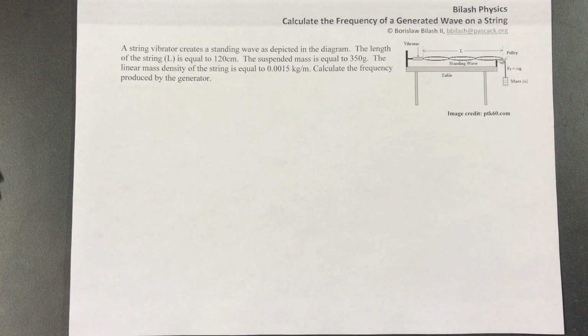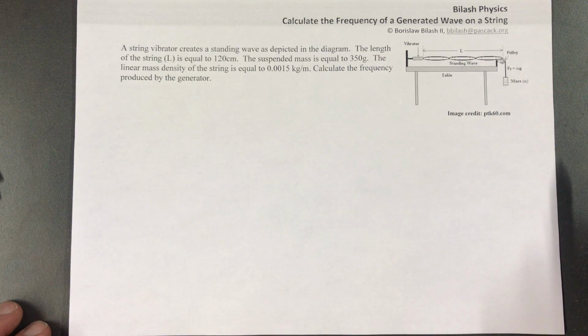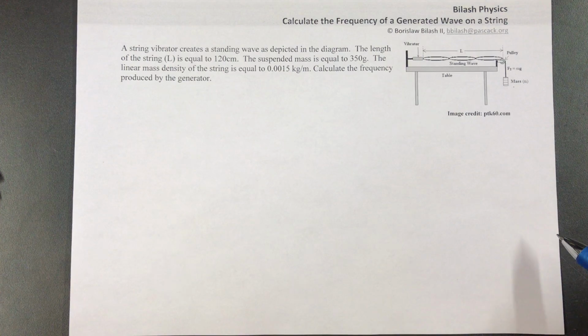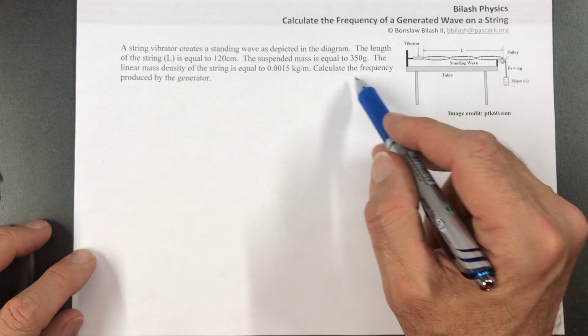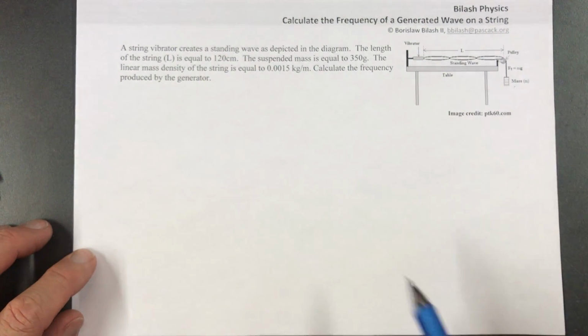In this lesson, I'm going to show you how to calculate the frequency of a generated wave on a string. Now, a string vibrator creates a standing wave as depicted in the diagram. The length of the string, L, is equal to 120 centimeters. The suspended mass is equal to 350 grams. The linear density of the string is equal to 0.0015 kilograms per meter. And it asks you to calculate the frequency produced by the generator.